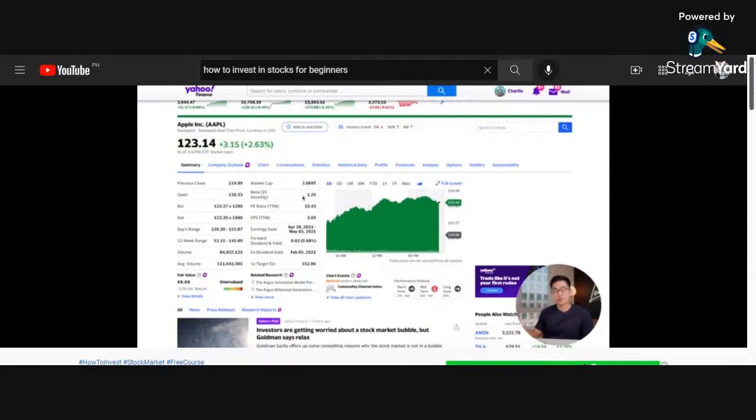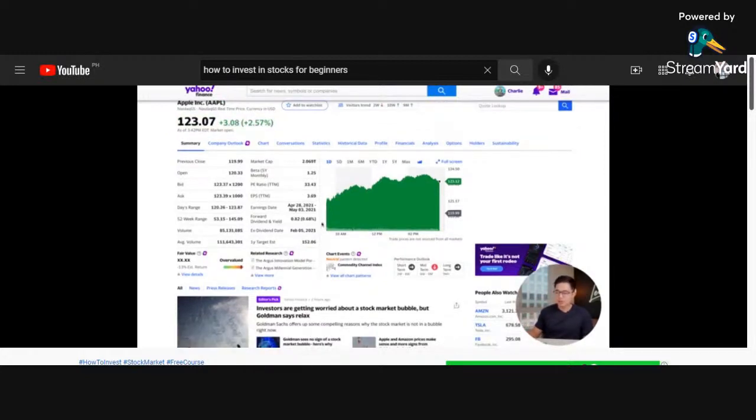You have your beta, so 1.25, meaning it is a little bit more volatile than the market. You have a PE ratio of 33.43. So just based off that number, it is a little bit overvalued if you look at it through a PE ratio standpoint. The earnings per share is $3.69. That means that for each share that you have, they are earning $3.69 per year.